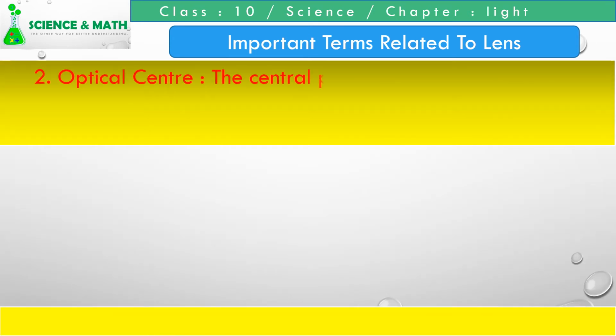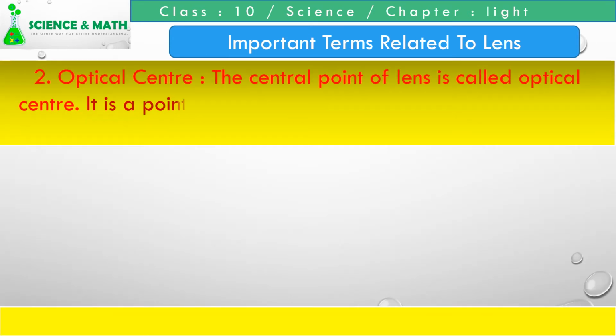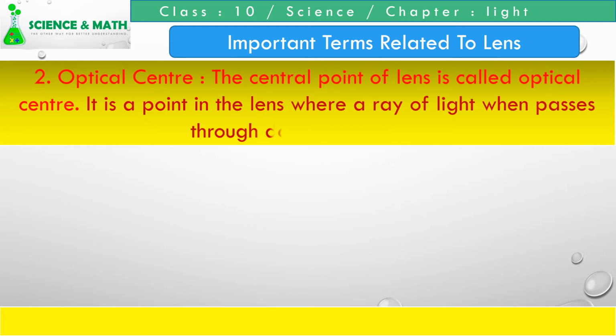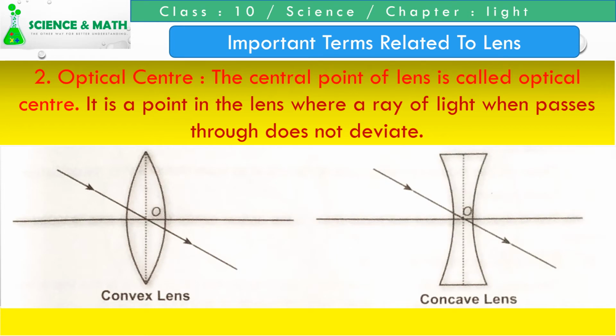Number 2. Optical center. The central point of the lens is called optical center. It is a point in the lens where a ray of light, when it passes through, does not deviate. In the figure, the ray of light is passing through the optical center here in both the lenses. Optical center is represented by O.